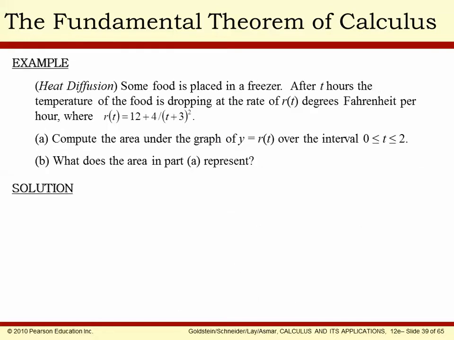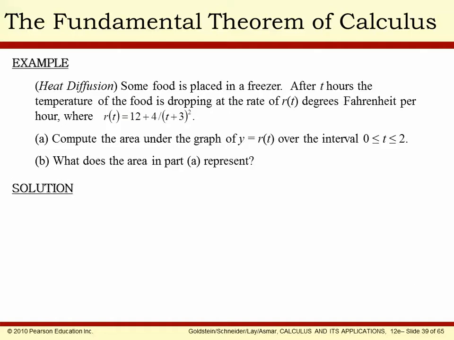All right, heat diffusion problem. Some food is placed in a freezer. After T hours, the temperature of the food is dropping at a rate of R of T degrees Fahrenheit per hour, where R of T is equal to 12 plus 4 over T plus 3 squared. Part A is compute the area under the graph of y equals R of T over the interval 0 to 2. And part B is, what does this area represent?